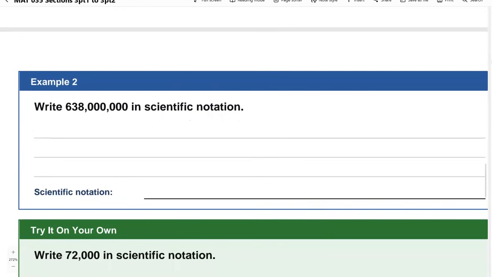So we've got the next one. We have 638 million. I'm going to recopy that number. We're going to move the decimal. Right now, the decimal is understood to be at the end. So I'm going to move it 1, 2, 3, 4, 5, 6, 7, 8 times. So I'm going to get 6.38 times 10, and we moved that decimal 8 times. So it's 6.38 times 10 to the 8th. There's my scientific notation.